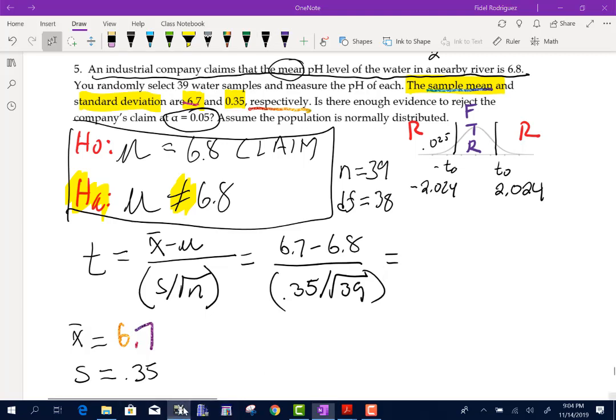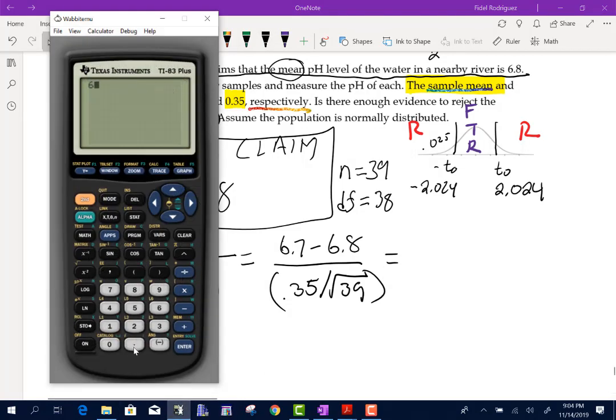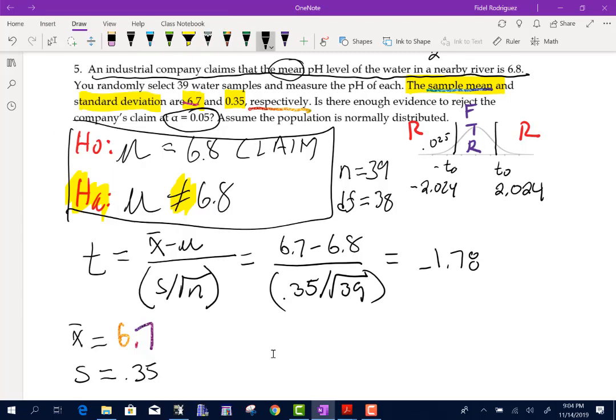So, let me grab my calculator, clear it out. 6.7 minus 6.8 is negative 0.1, divided by parentheses 0.35 divided by the square root of 39. Close them twice. And I'm coming up with a negative 1.782 or 784. Okay, negative 1.784. So guys, now that we have that part, everybody, we're still on the same page?